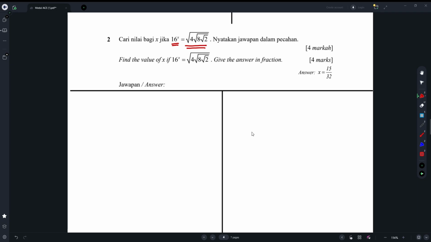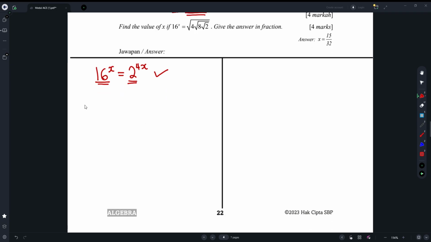The first thing that you need to do here in order to make your life easier is that you have to write that 16 to the power of x is actually equivalent to 2 to the power of 4x, because 2 to the power of 4 is 16, so you have to replace the 16 with 2 to the power of 4. So first, this is the step. So we're going to write there 2 to the power of 4x is actually equivalent to square root 4, and then square root 8, and then square root 2.